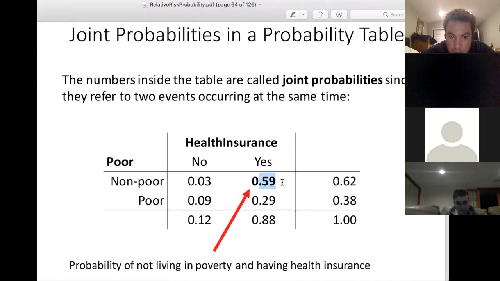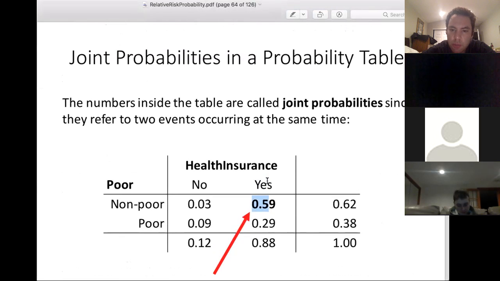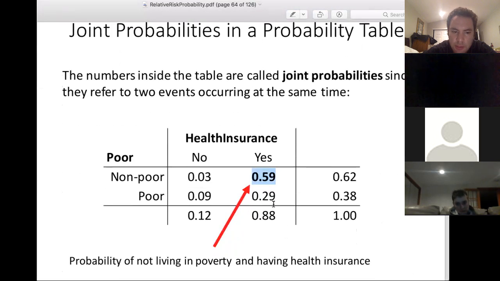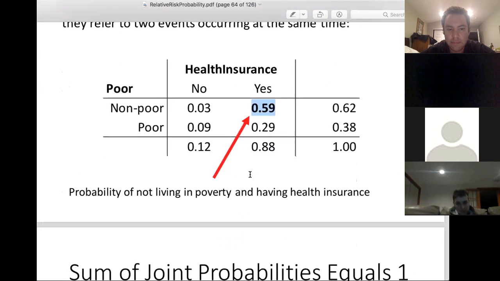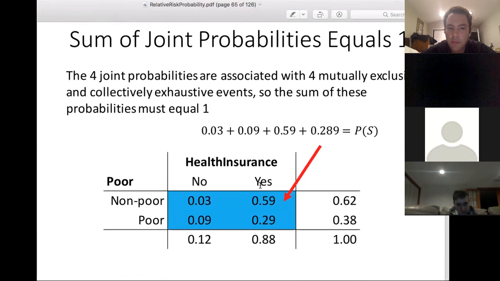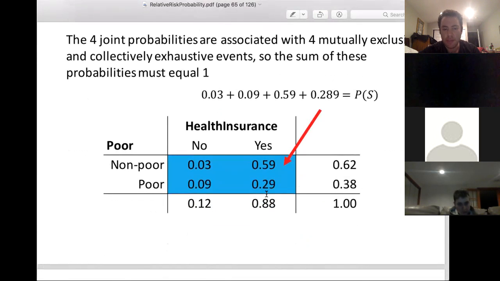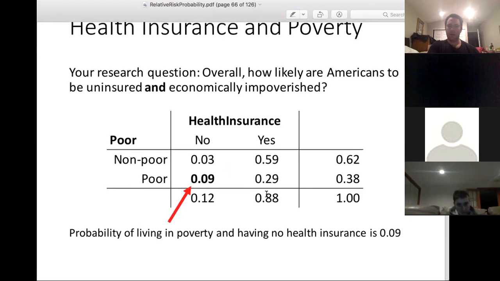So these numbers, this 0.59, are joint probabilities like we were speaking about earlier. Here, like we said, it's representing the probability that someone is not poor and they have health insurance, because they're both occurring at the same time. And if we sum all of these probabilities, we will also get 1. That will always be the case. If it's not, it means you did something wrong and you have to double check it. Our research question was, overall, how likely are Americans to be uninsured and economically impoverished? And from our probability table here, we can see that the answer is 0.09, or 9%.